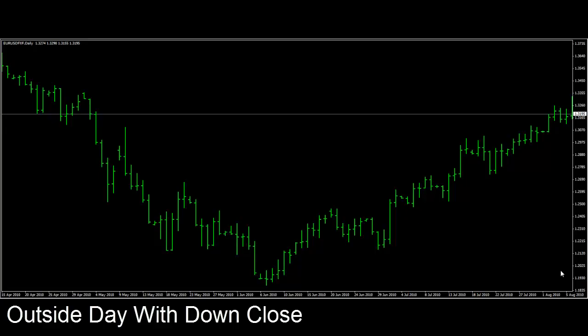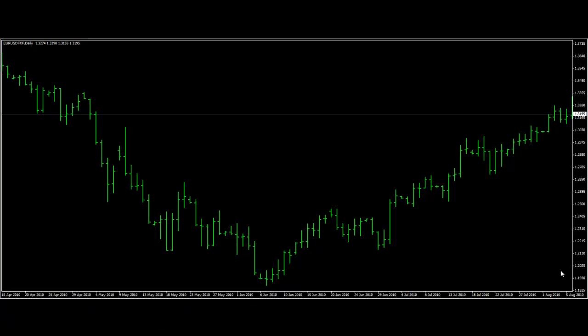And what is an outside day? An outside day is any day that has a higher high and a lower low than the day before. In other words, if today the market closed and we started a new trading session, and the high that was formed yesterday was higher than the day before and its low was lower than the day before, that is an outside day.